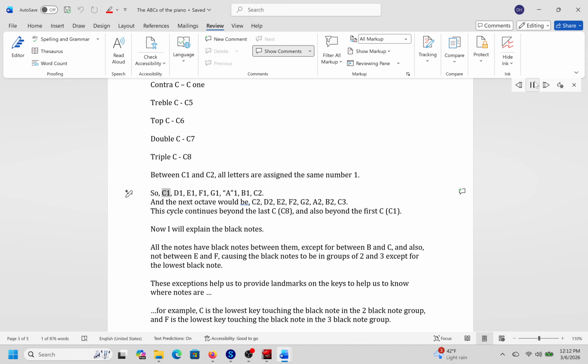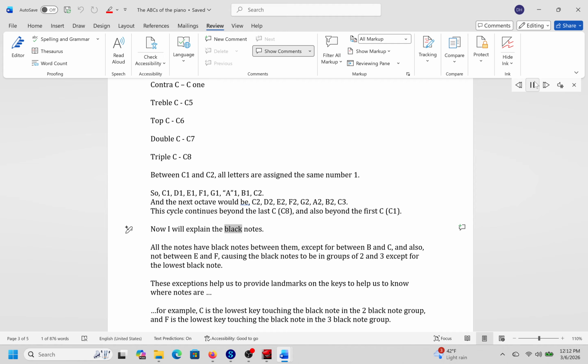Between C1 and C2, all letters are assigned the same number 1. So, C1, D1, E1, F1, G1, A1, B1, C2. And the next octave would be C2, D2, E2, F2, G2, A2, B2, C3. This cycle continues beyond the last C, C8, and also beyond the first C, C1.